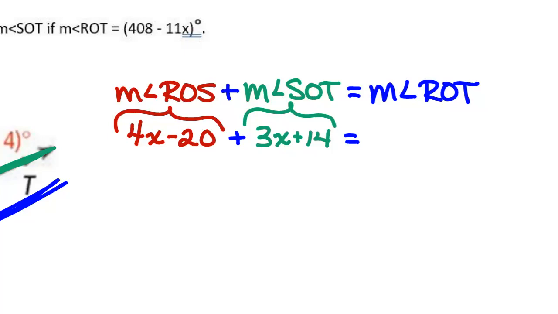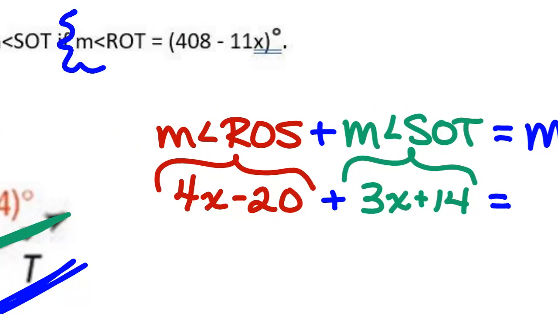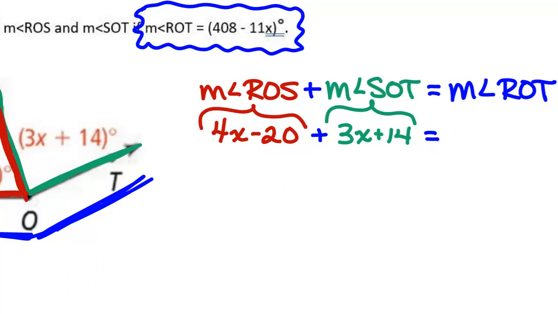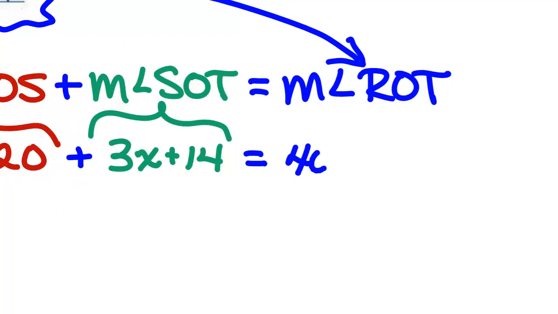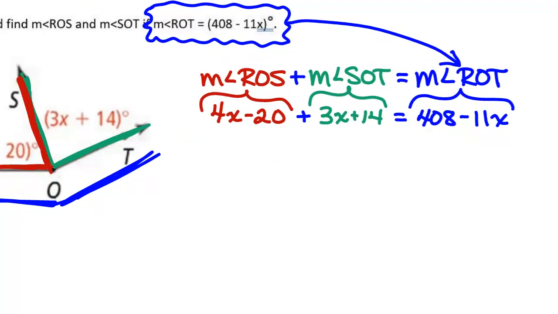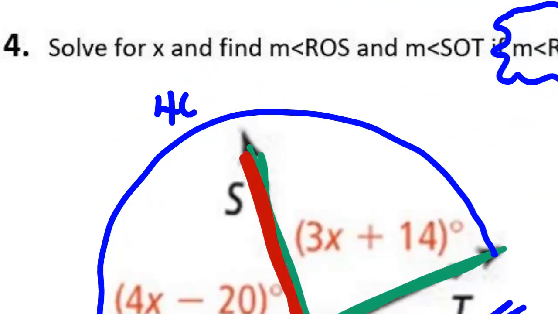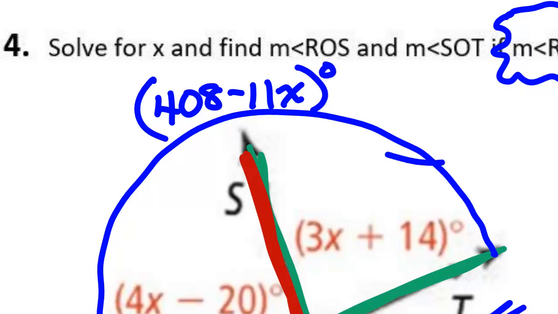Did they tell us anywhere how big the measure of angle ROT is? Yes. Where did they tell us that information? Up here at the top. They told me this. So in the place of ROT, I can put 408 minus 11x. I'm going to add that to the picture too. From here all the way around to here is 408 minus 11x degrees.